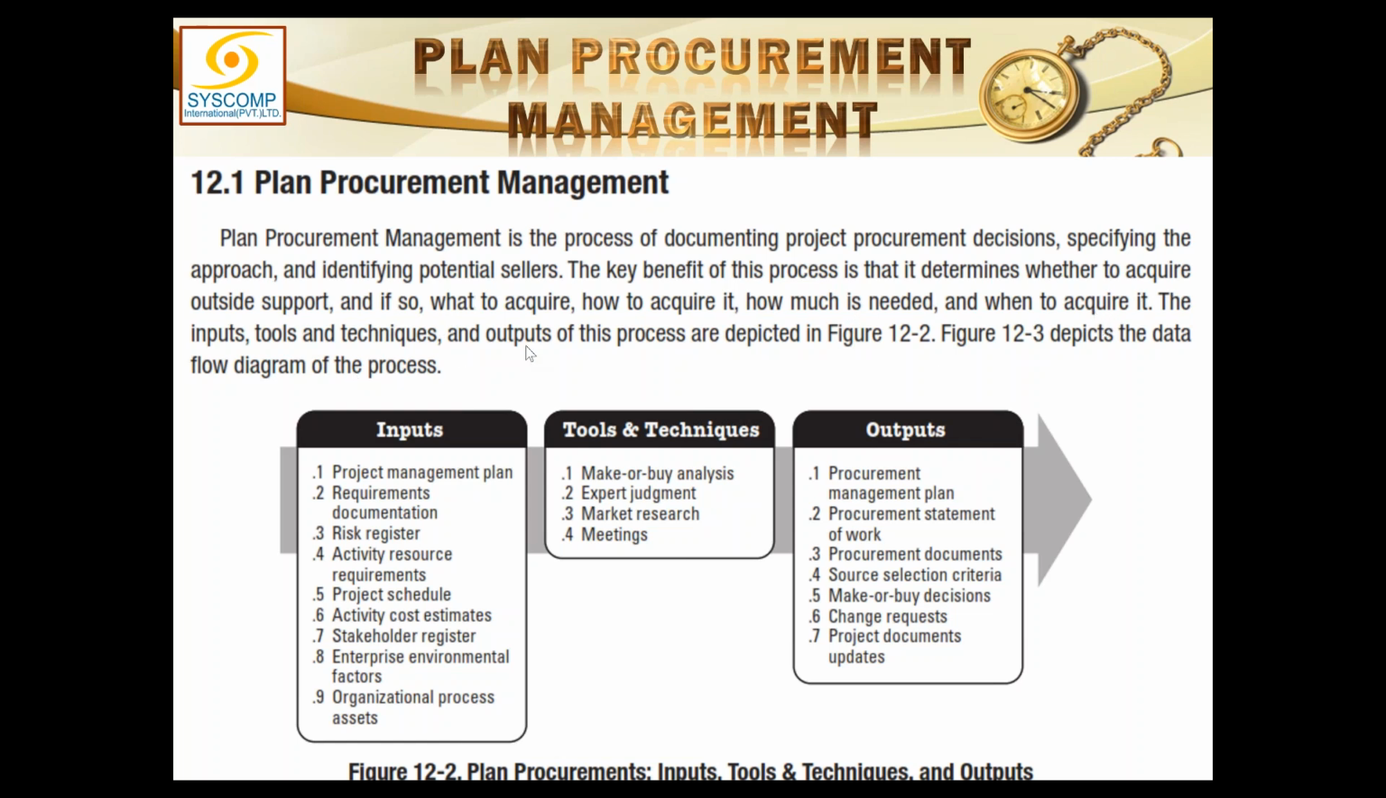The inputs, tools, and techniques are given here. So you see the key benefit here. We have to determine whether we require that service or not. This is the make or buy decision. And if we have to acquire it, then we have to specify what to acquire. That would be the statement of work for that work. How to acquire is our procedure, our selection criteria, our mechanism, and how much is needed and when to acquire it. That is the schedule according to which you will actually behave and act.